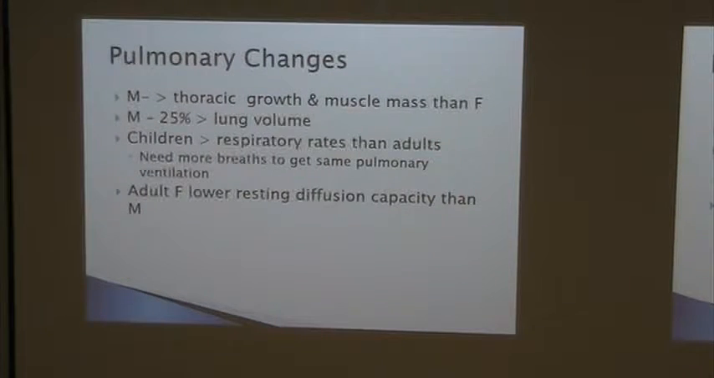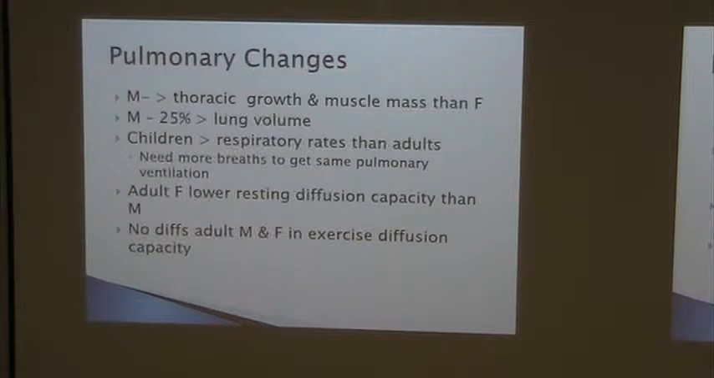So yeah, your lungs take in oxygen, but it has to diffuse out to the bloodstream. That's what your diffusion capacity is. So females have a lower resting diffusion capacity than males. But what's interesting is that for adults, male and female, there's no difference in the exercise diffusion. So that's not causing as big a difference between males and females as some other things will be. All right? Especially the lung capacity. So let's look at the cardiorespiratory system.